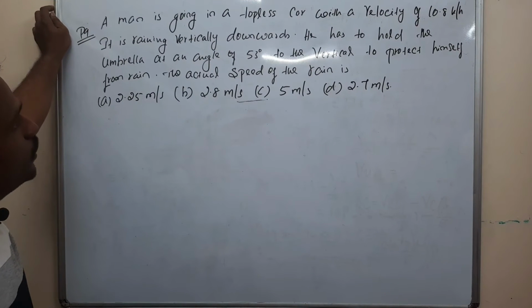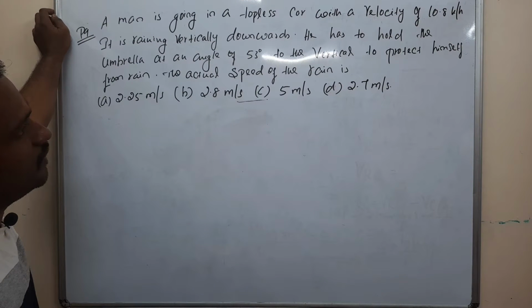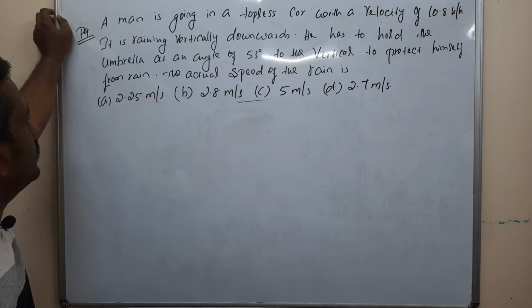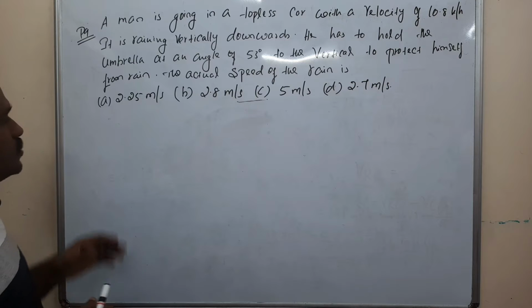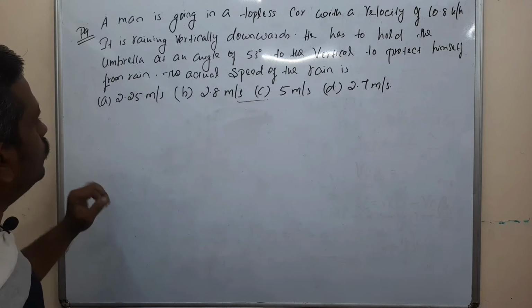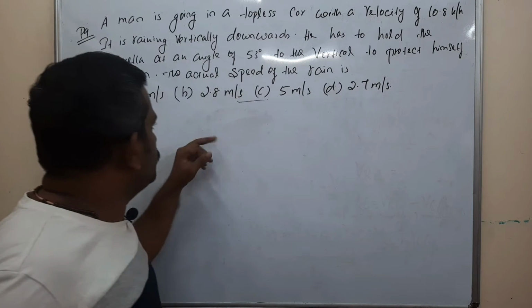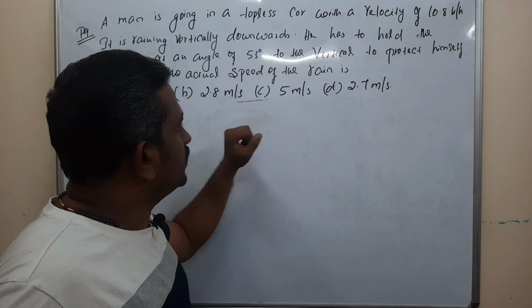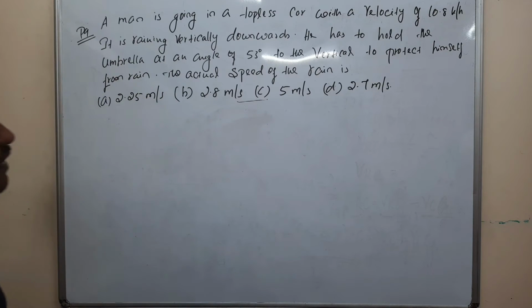So we will go to the next problem, that is the 9th problem. A man is going in a topless car with a velocity of 10.8 km per hour. It is raining vertically downwards. He has to hold the umbrella at an angle of 53 degrees to the vertical to protect himself from rain. The actual speed of the rain is. The four options are given: A 2.25 meter per second, B 2.8 meter per second, C 5 meter per second, and D 2.7 meter per second.